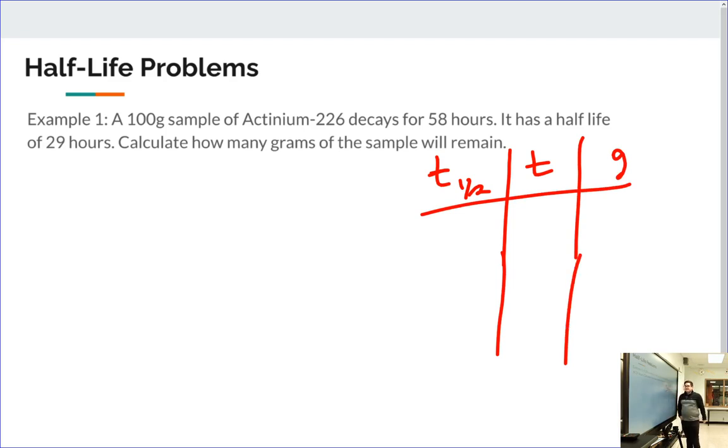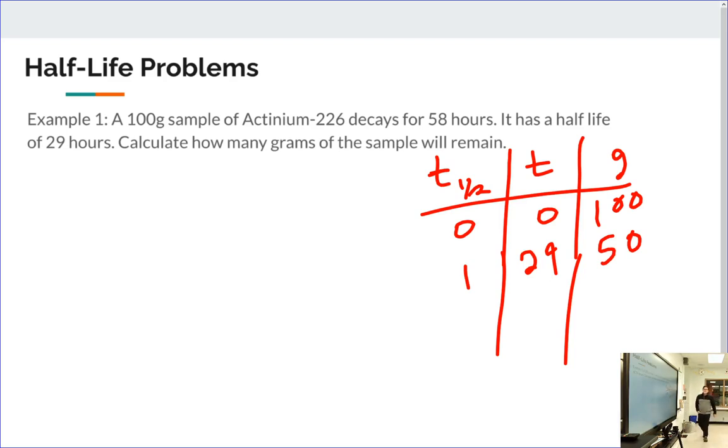So Alex, help me out. That time equals 0. 0 half-lives. How much should we start off with? 100 grams. How long is our half-life? 29 hours. So after 29 hours, after one half-life, this thing gets cut in half. So how much do I have? 50. Everybody good there? You good, Mark?